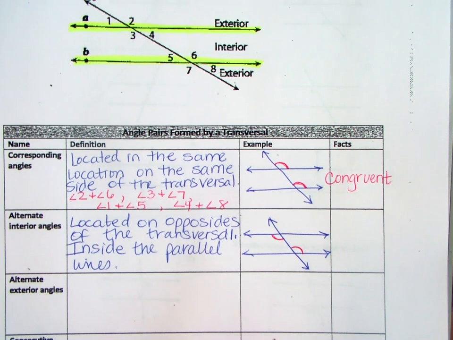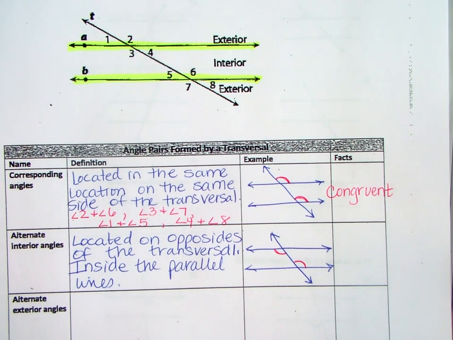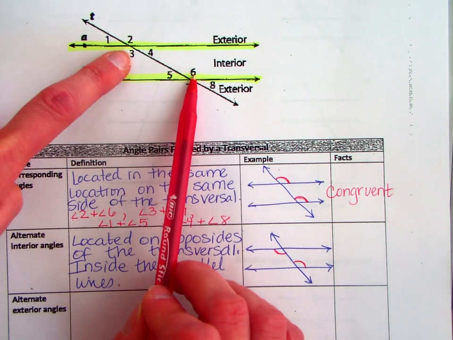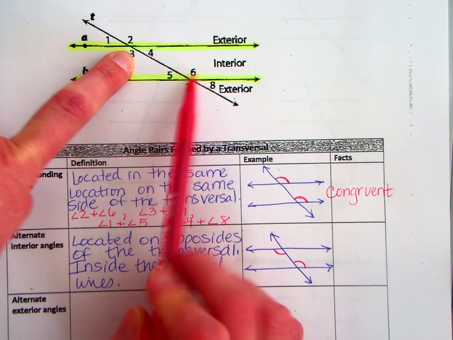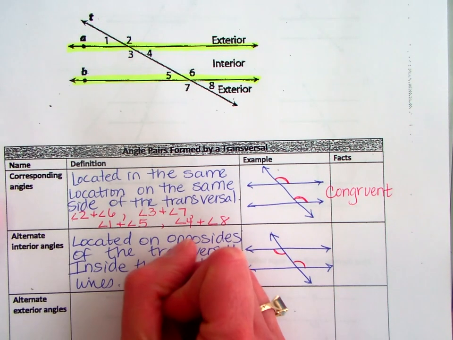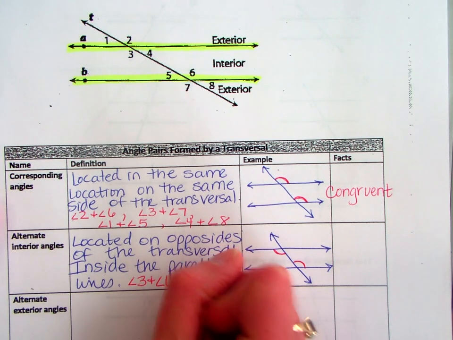All right, so from up above, those would match with 3 and 6, for example. 3 and 6 would be a set. And Leah, you got another pair that would be alternate interior?